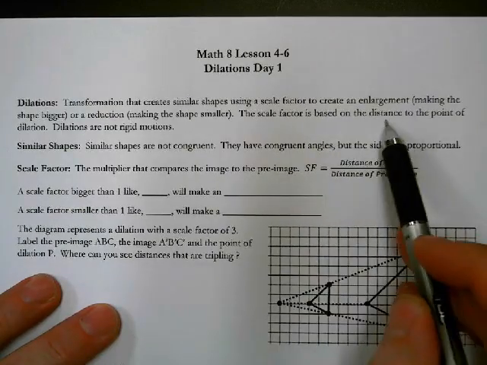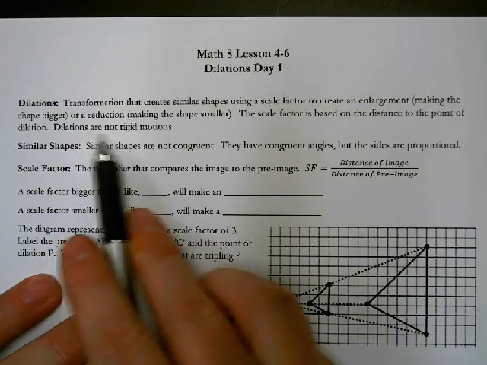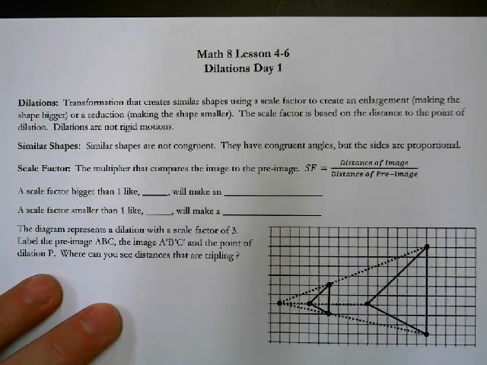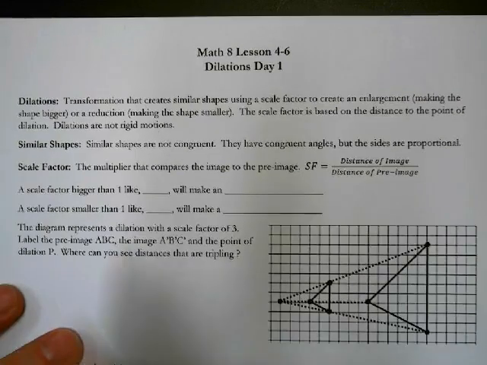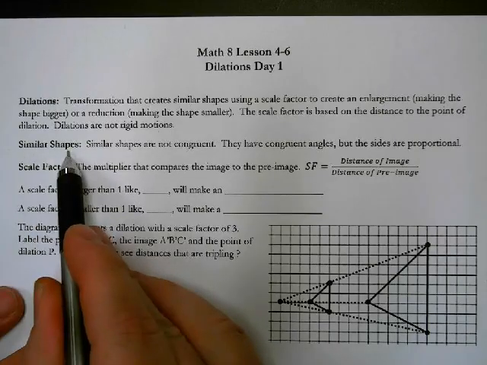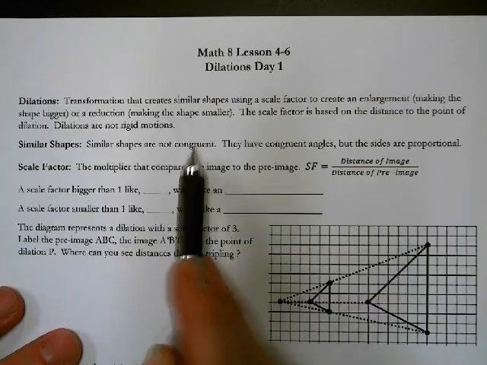Okay, the scale factor is based on the distance to the point of the dilation. Dilations are not rigid motions. That means they are not congruent. Since they're not congruent, let's see what they are. They are what we call similar instead. Similar shapes are not congruent.